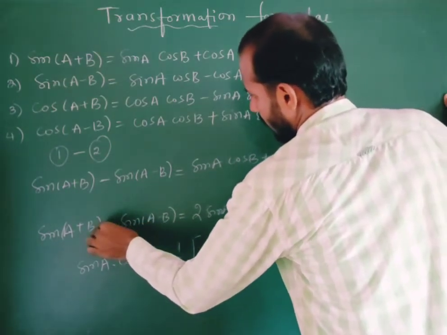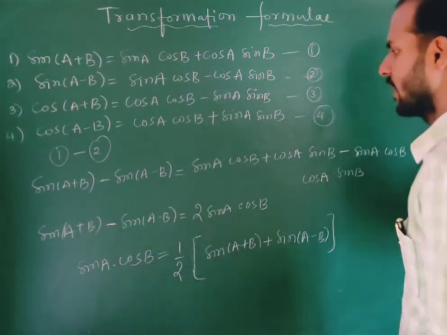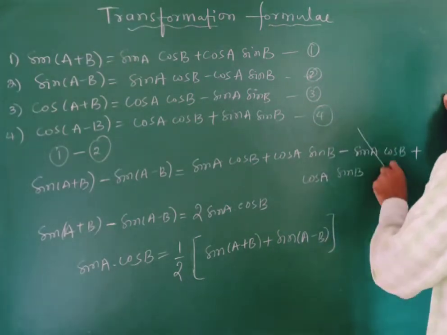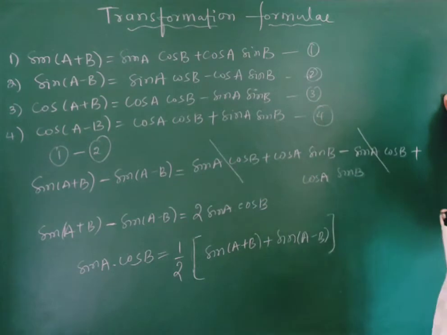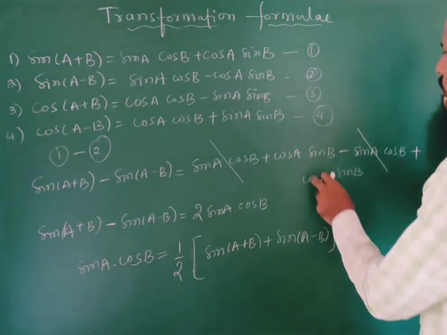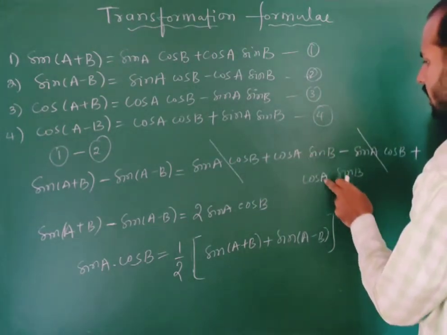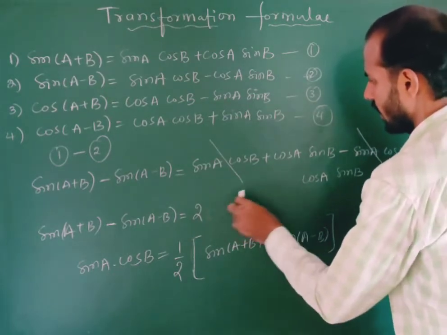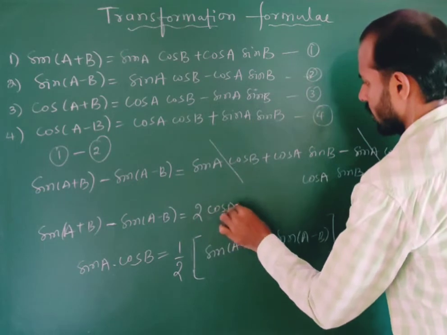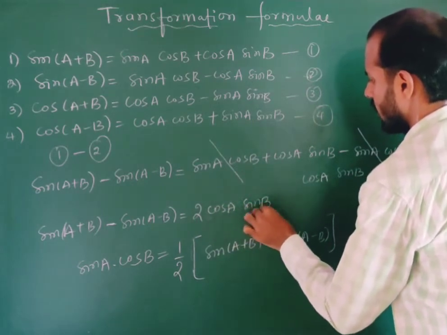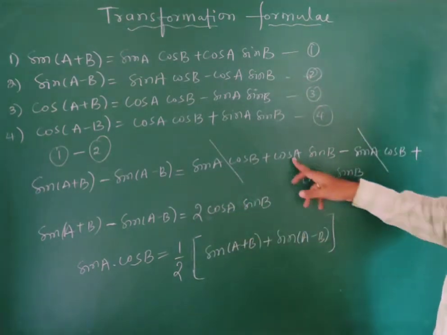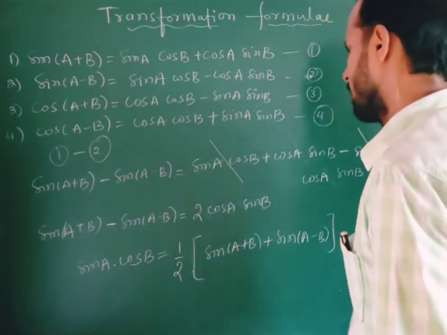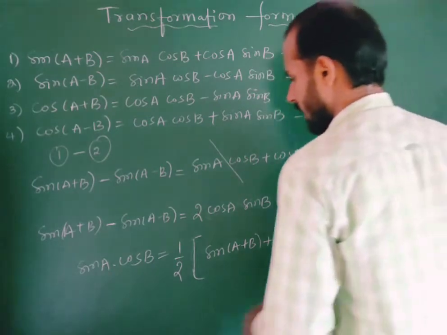sin(A+B) minus sin(A-B) equals, what is cancelled here? sin A cos B and minus sin A cos B get cancelled. What we get here? 2 times cos A sin B. Therefore again 2 taken to the LHS. What we get here?